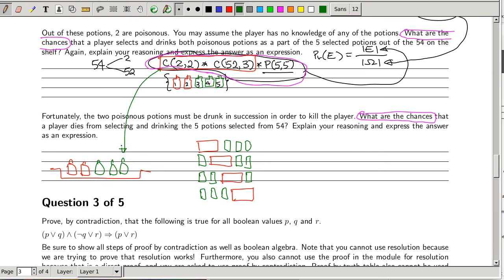There we go. But out of that tray, how the sequence of drinking, or the ordering of drinking the potions out of that tray.